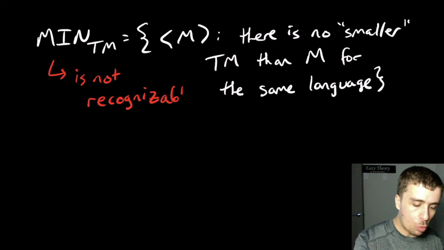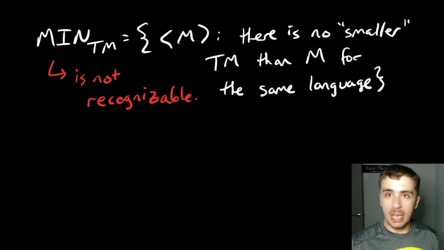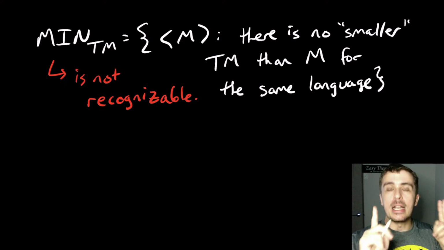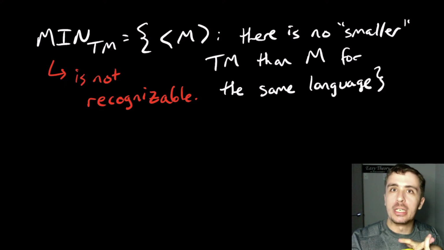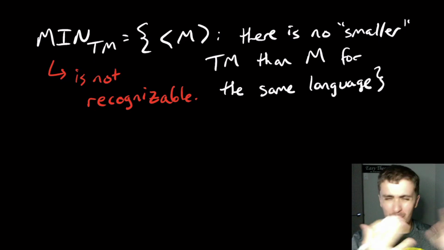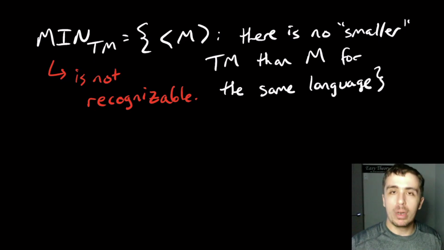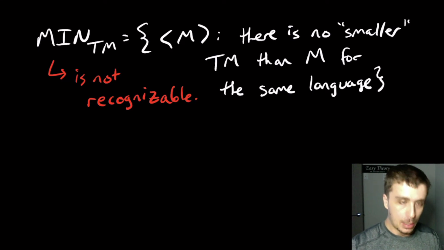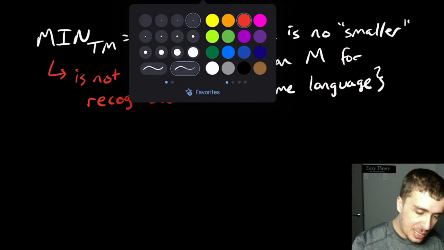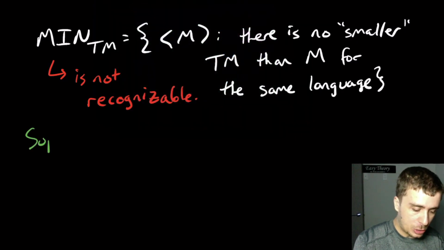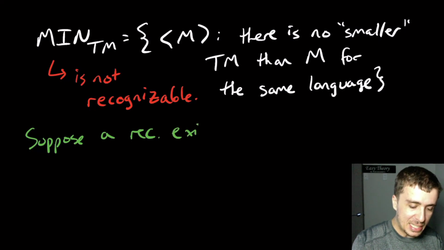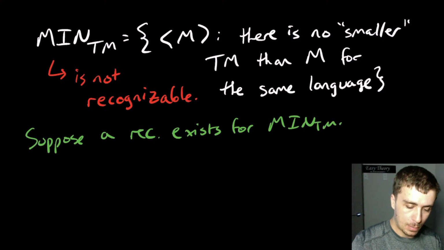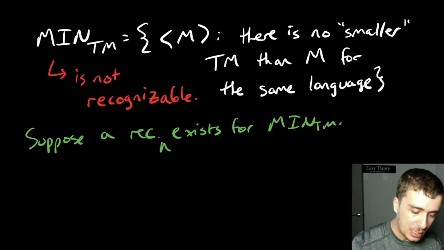So how in the world would you ever prove this? You can't apply Rice's theorem to this, and you can't really do a reduction here, although there are ways around it. But we're going to prove that it's not recognizable very quickly using the recursion theorem. So how will we actually do this? Let's say that there is a recognizer. So suppose a recognizer exists for this problem min_TM.